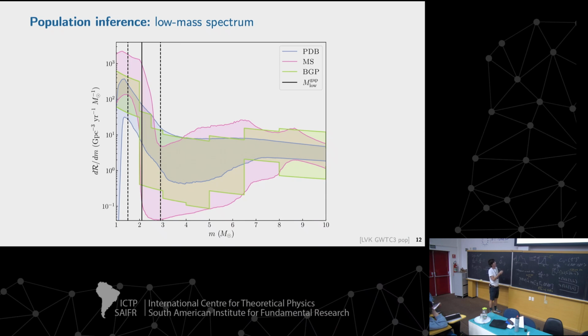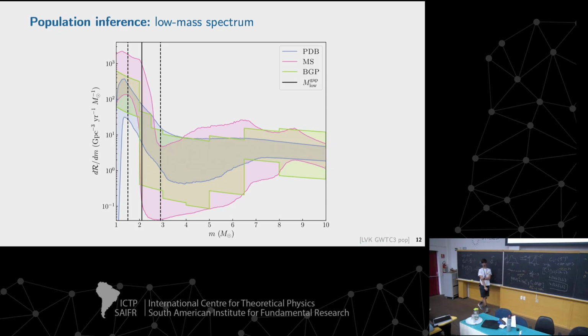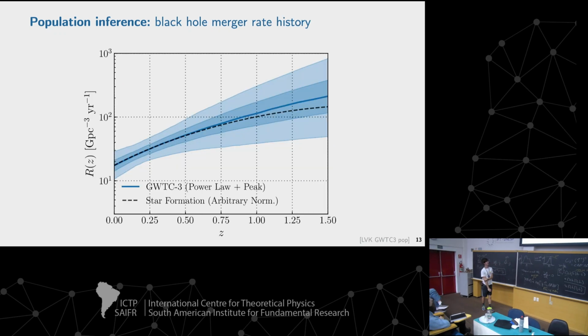Although, if you take the lower part of this distribution, it might be that it's not so different. But we do expect the binary neutron star to be at least a factor of a few larger than that of binary black holes. Okay, and the other piece of data is the merger rate history.